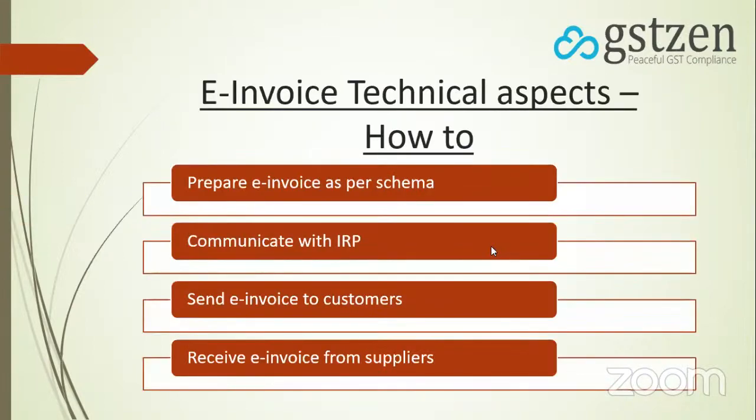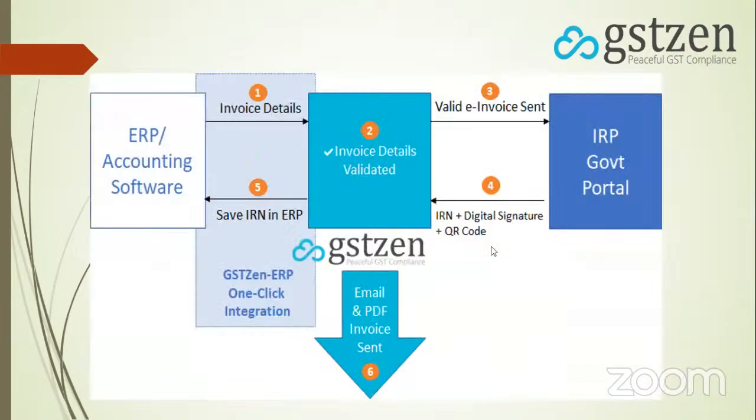E-invoice technical aspects. So here, this is how GST Zen works. As I had explained before, you can connect through APIs, or we can provide an add-on. It will collect the information, send it to the e-invoice portal, get the information back, and save it to the ERP.